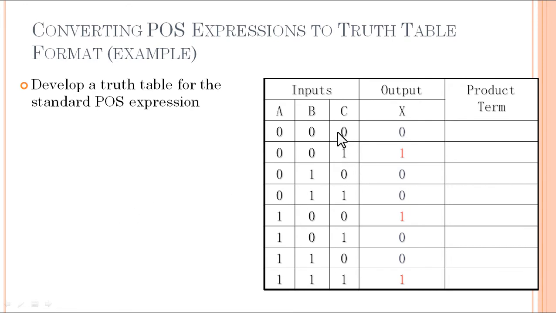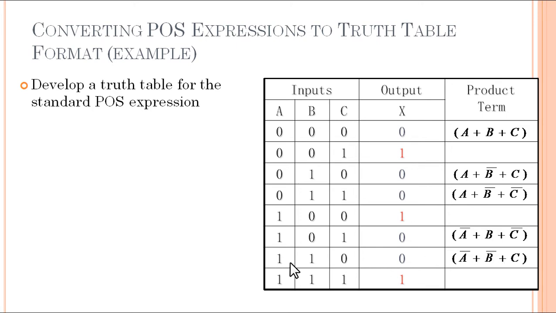In this example, the input variables we have taken are A, B, C. The output is considered to be X. We need to write the product terms or max terms. As you know, the product terms or max terms are written for zeros. The first will be A plus B plus C. The next will be A plus B bar plus C bar. The next will be A plus B bar plus C bar. The next will be for this one, A bar plus B plus C bar. The next one will be for this one, A bar plus B bar plus C.